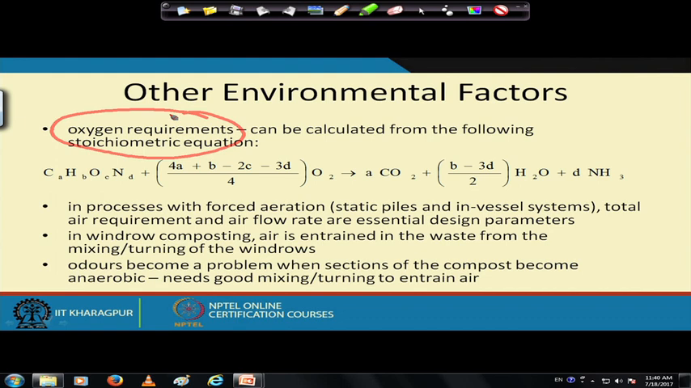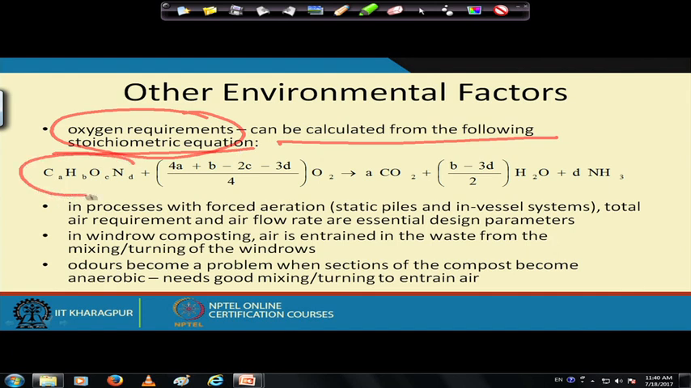For that, first we will find out how much oxygen is required, and then, if this much oxygen is required, we can work out proportionally how much air will be required based on the percentage of oxygen present in air. So we have to calculate the oxygen, and that can be done using the following stoichiometric equation.